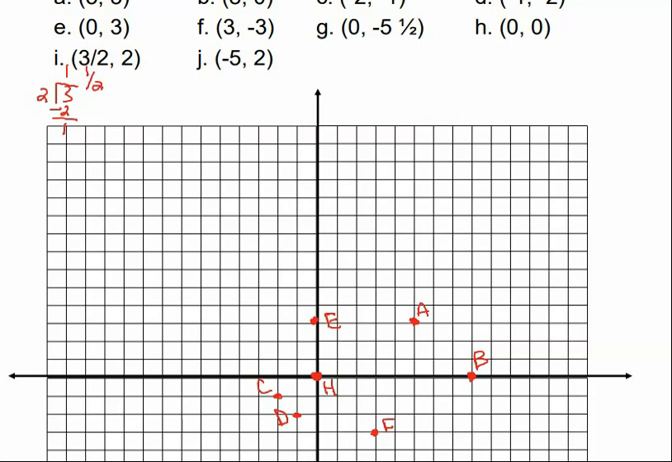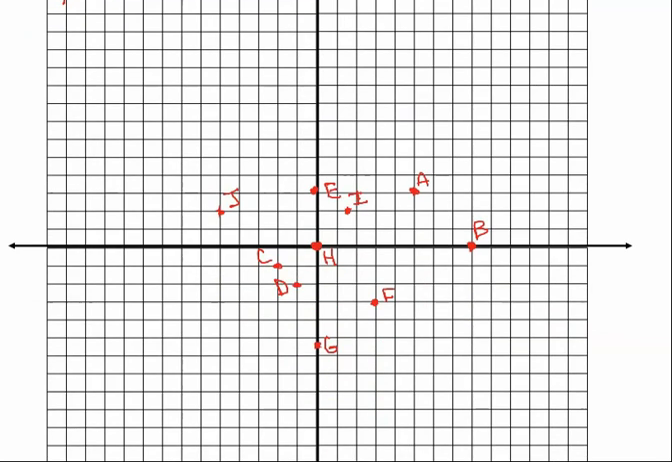Okay, so 1.5, 2. So we go to the right 1.5 and then up 2. So we got to stay in between the points and go up 1, 2. So that would be my point I. And then J is negative 5, 2. So we're going to go to the left 1, 2, 3, 4, 5. And then positive 2 would be up 2. So that's point J. And that's how we plot points on the Cartesian coordinate system.